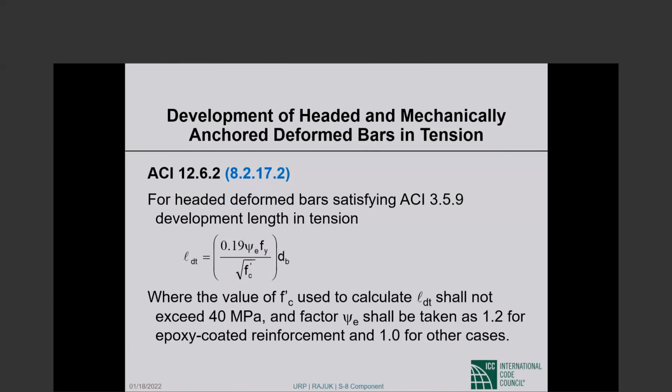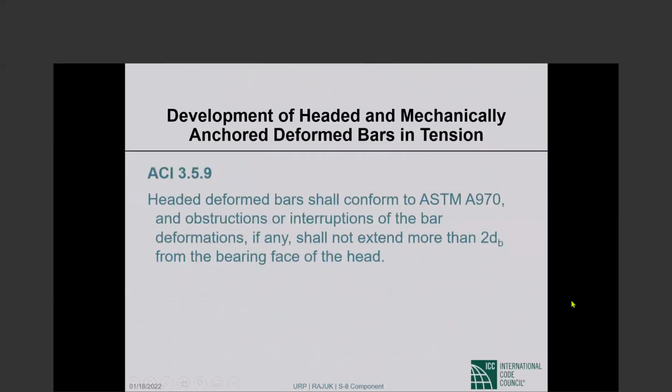Okay, so if all those conditions are satisfied, you can use headed bars for development or anchorage, for headed deformed bars satisfying 359. 359 tells you about the ASTM. I have it on the next slide. Anyway, so headed bar satisfying 359. What does 359 say? Headed deformed bar shall conform to ASTM A970, and obstructions or interruptions of the bar deformations, if any, shall not extend more than 2 bar diameters from the bearing face of the head.